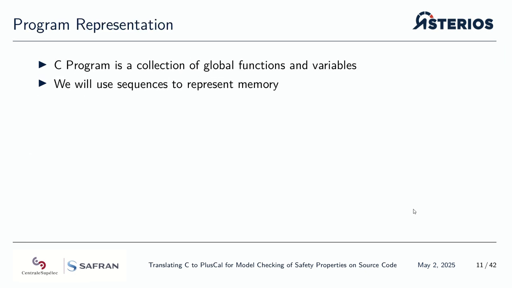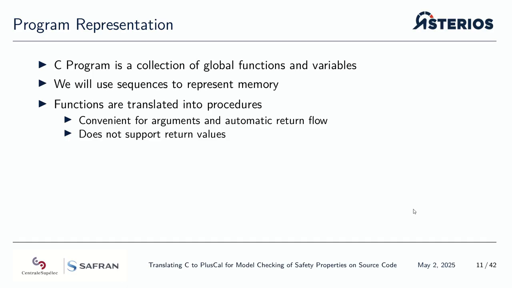So how do we represent a C program in our translation? A C program is for us a collection of global functions and variables. And we will use sequences to represent memory. For example, functions will be translated into PlusCal procedures. That is convenient for us because the arguments are passed directly, and we have an automatic return flow of the program, but it does not support return values as real C functions.